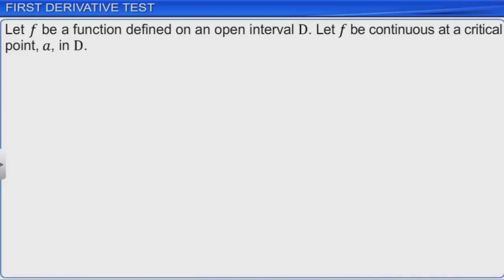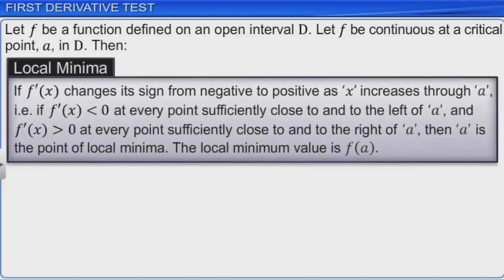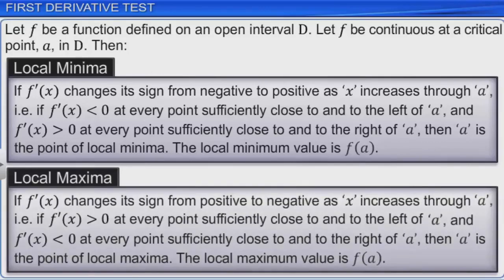Then, if the derivative of f changes its sign from negative to positive as x increases through point A, then A is the point of local minima. Here, the local minimum value of the function is its value at A. If the derivative of f changes sign from positive to negative as x increases through point A, then A is known as the point of local maxima. Here, the local maximum value of the function is its value at A.